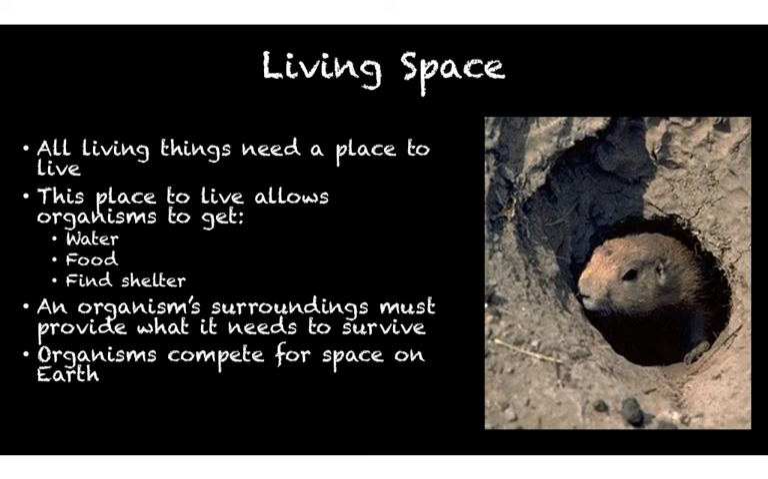Organisms also compete for space on Earth. So, for example, we see organisms that live in trees because there's not much space on the ground. So organisms are constantly competing for space on Earth. So some organisms, like this groundhog, live underground because there's not enough space to live on Earth. As we've talked about in previous lessons, we're constantly competing for space on Earth, whether we are an organism like a dog or a cat or a panda bear or a kangaroo or humans. We are all constantly fighting for this space to survive on Earth.